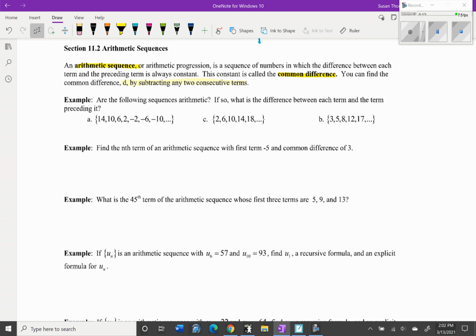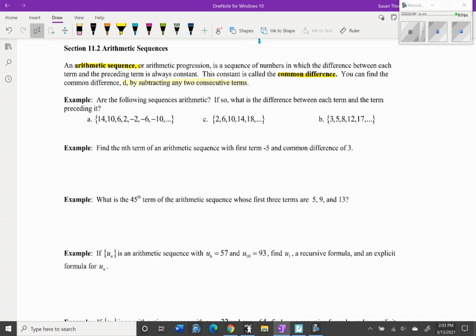So arithmetic sequence. An arithmetic sequence or arithmetic progression, same thing, is a sequence of numbers in which the difference between each term and the preceding term is always constant. This constant is called the common difference. You can find the common difference by subtracting any two consecutive terms, which we just looked at. So if we want to look at these A, B, and C right here, we want to figure out, are they arithmetic? If so, what's the difference between each term and the term preceding it?